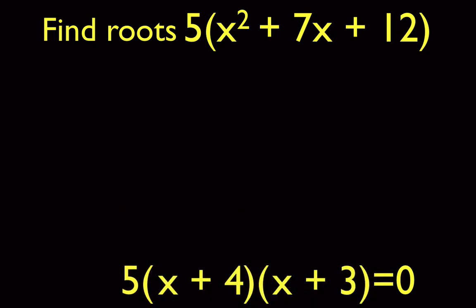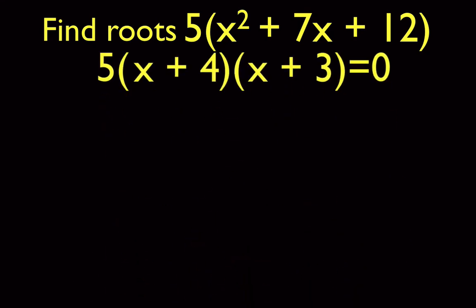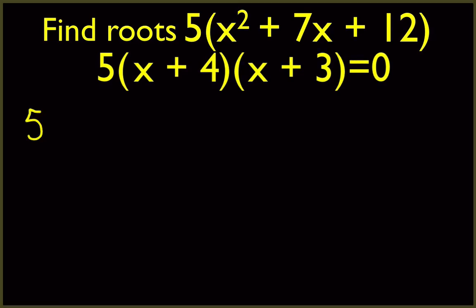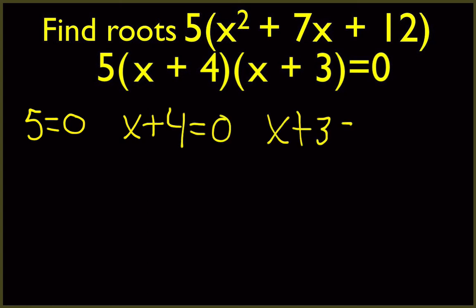Okay. Now here's the deal. What you really want to do is look at each one of these equal to 0. So you have 5 equal to 0, x plus 4 equal to 0, and x plus 3 equal to 0. You have to look at every single factor. However, the first one makes no sense.